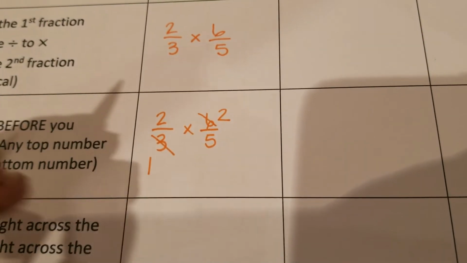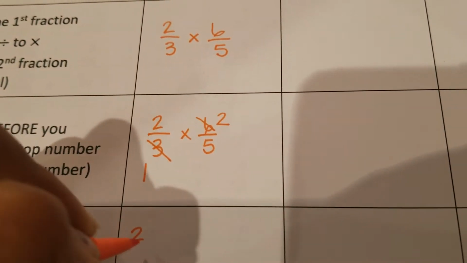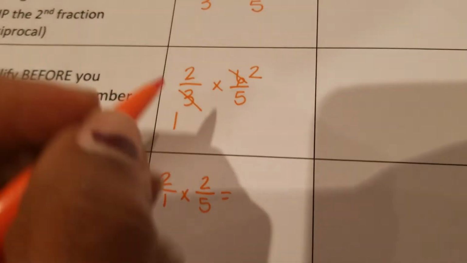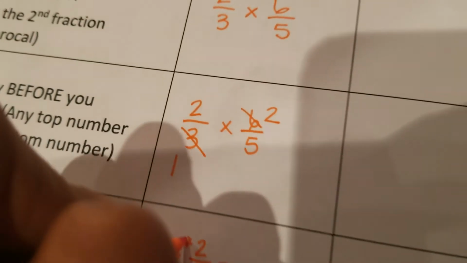So we're going to write what we have. So that's 2 over 1 times 2 over 5. And then we're going to multiply straight across, just like we did with multiplying fractions. So 2 times 2 is 4. 1 times 5 is 5. And that is in simplest terms.